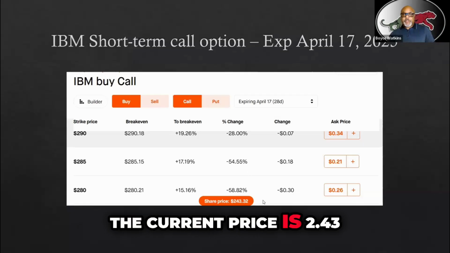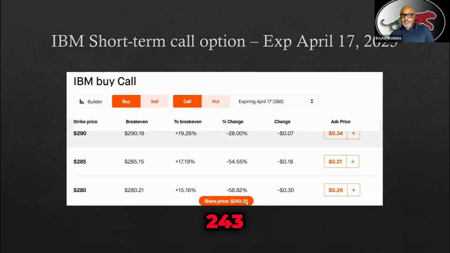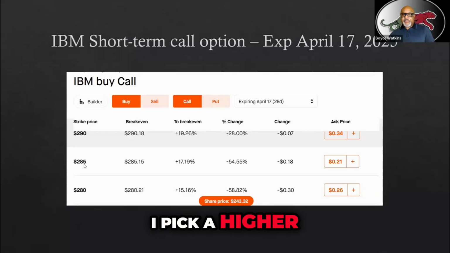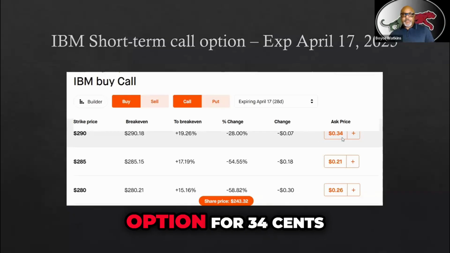Let's see, the current price is 243. Always look for the current price too. Current price is right here, 243. Okay, I pick strike price of 280. I can sell this option for 26 cents. I pick a higher strike price on the call, 285. I can buy or sell this option. Since I'm a buyer, I'll say buy. I can buy this option for 21 cents. 290. I can buy this option for 34 cents.